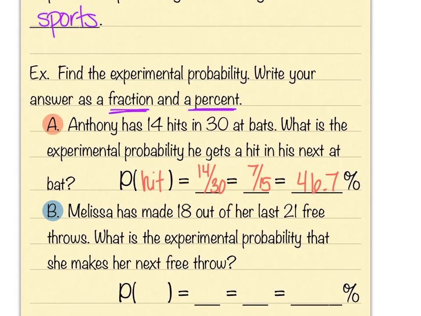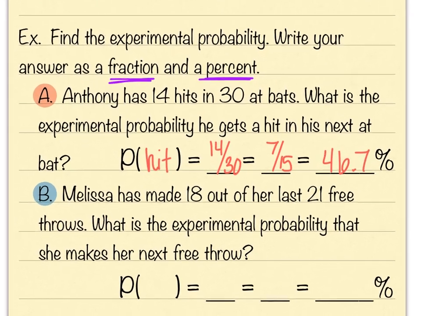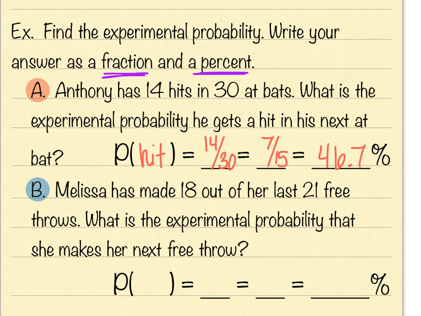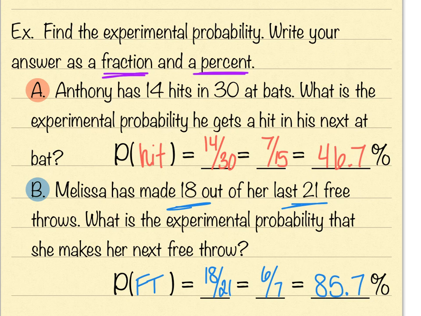Example B says that Melissa has made 18 out of her last 21 free throws. What is the experimental probability that she makes the next free throw? So we're calculating the number of free throws here. I'll just use FT, the probability of getting a free throw. And she's hit 18 out of 21. So we're literally just taking the information they give us and turning it into a fraction. Now I'm going to reduce this fraction by dividing by 3, and that's going to give us 6 over 7. And then we can turn that into a percent by doing 6 divided by 7, which is 0.857, and quite a few other decimal places. But we'll say it rounds to 85.7%. That's a pretty good free throw average.